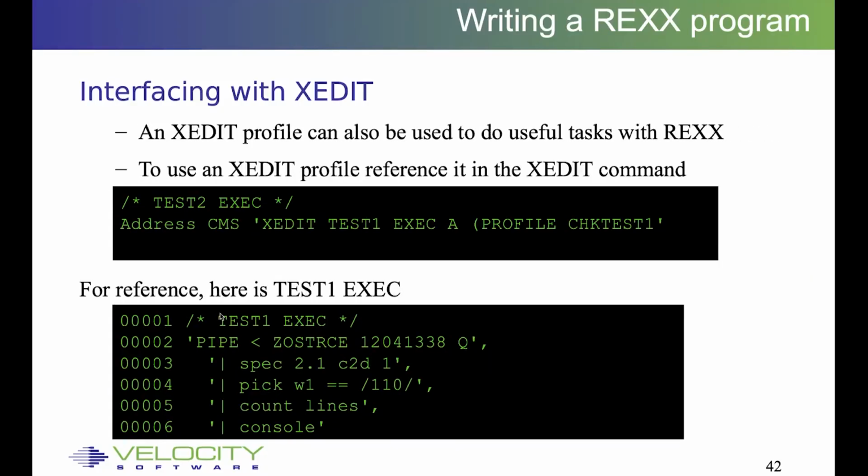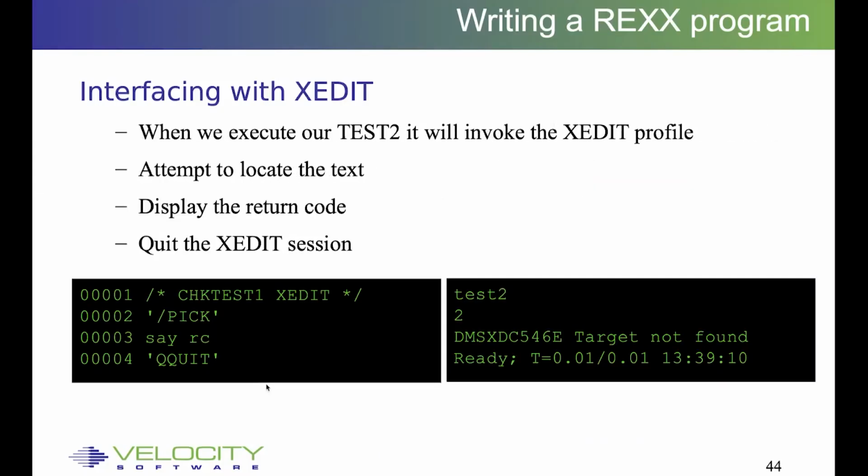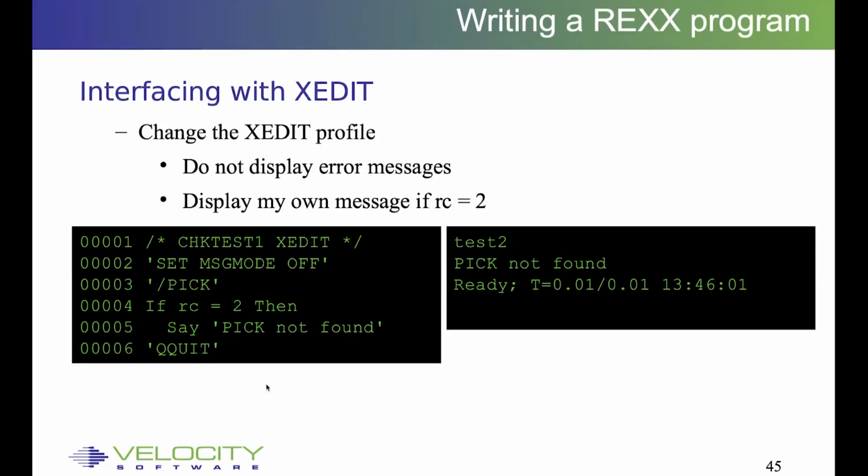Well, if we look back here, pick certainly is there, but oops, yep, it's in lowercase. So we have to tell xedit to ignore the case. First of all, we're going to get rid of the error message. So we're going to build on the xedit profile to turn off the error message and handle a situation where the term we're looking for isn't found. So if the return code is 2, we're going to display pick not found.